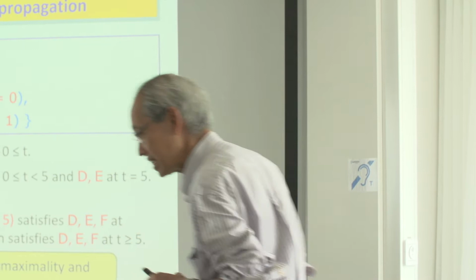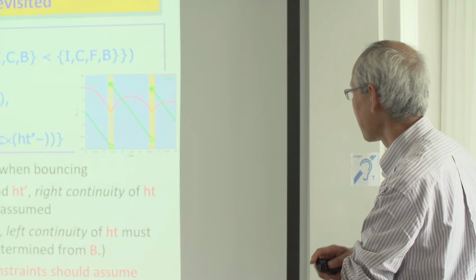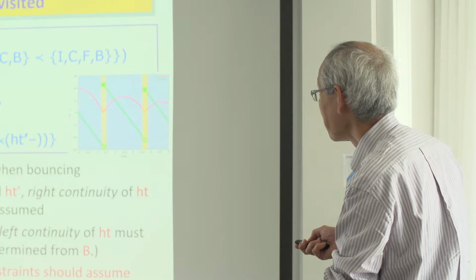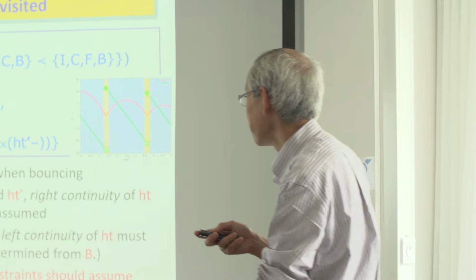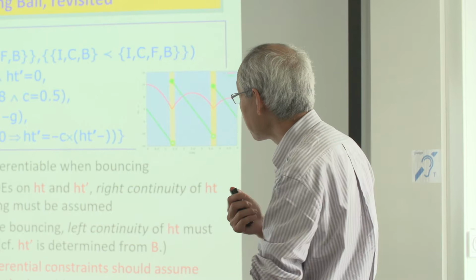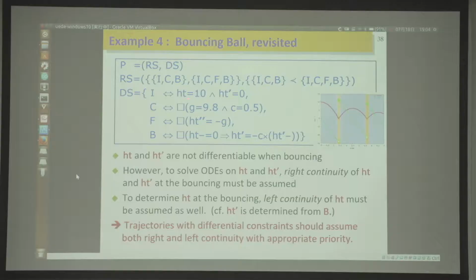Then let's get back to the bouncing ball example. Actually, the program is the same. This is an expanded form of constraint hierarchy, so it's essentially the same as what I showed you before. But maybe you want to model a bouncing ball in this way. It turns out that there are some more implicit or hidden assumptions, which allow you to get the desired solution.